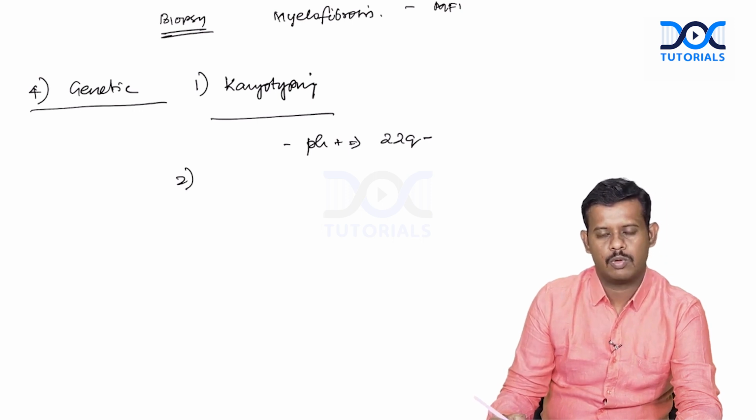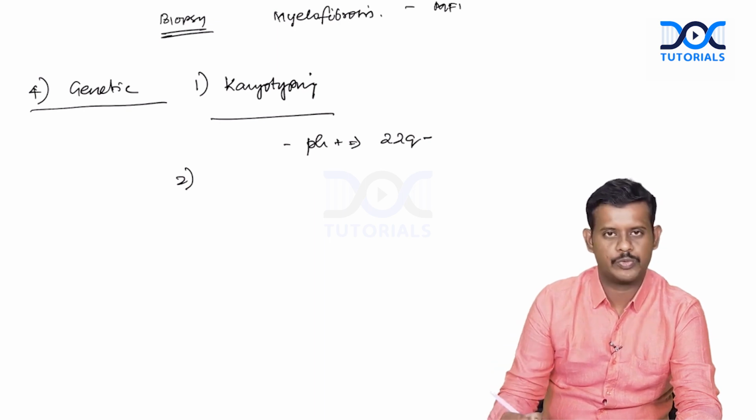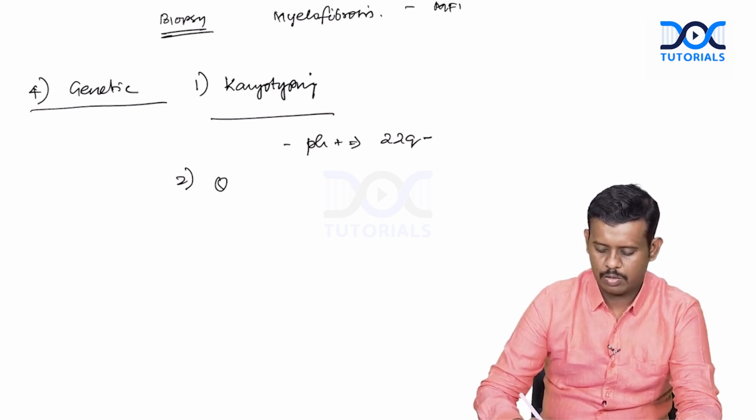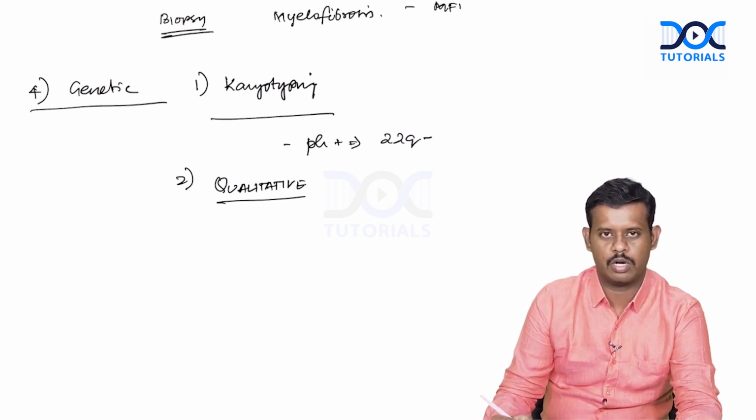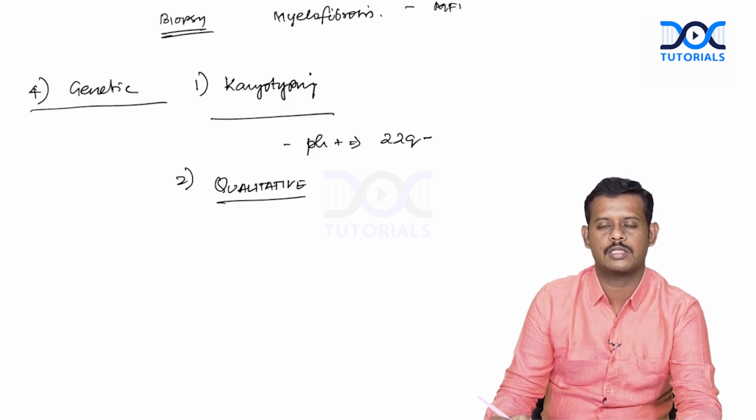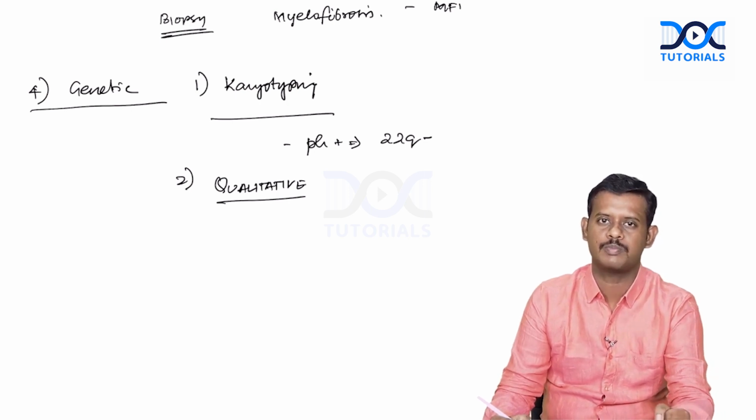After karyotyping, what do you do? You have to prove that there is a translocation, that is BCR-ABL, which has formed a transcript, which is the mRNA. How do you prove that? You have to do a qualitative PCR. I'm very particular about this word qualitative because you have to find out which type of transcript you are going to deal with in this patient.